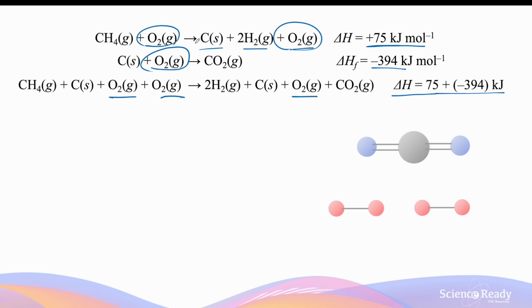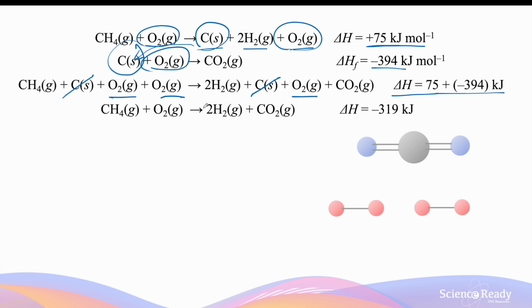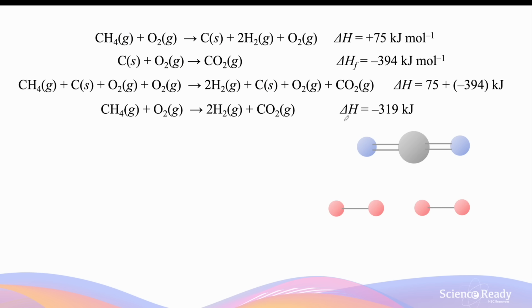The carbon atom that's produced in the first reaction is used as the reactant in the second reaction, so they can actually cancel each other out. This will give us a more simple final equation that represents the first two processes of this combustion reaction. So methane gas reacting with oxygen gas, producing 2 molecules of hydrogen gas and 1 molecule of carbon dioxide gas. The overall enthalpy is minus 319 kilojoules.